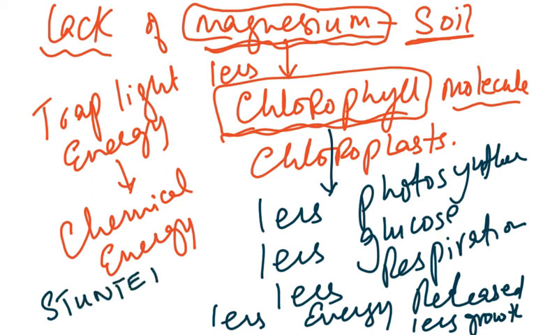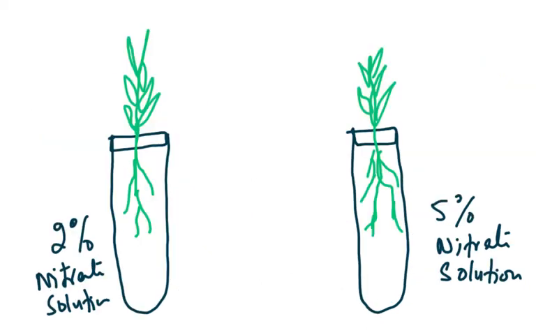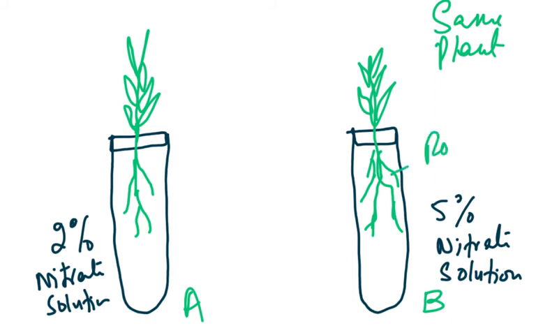But the main thing is how are we going to prove this? We're going to prove this by an experiment. You're going to take two large boiling tubes and place 2% nitrate solution in A and a 5% nitrate solution in B. You're going to have the same plant in each, with the roots immersed in it. These are the roots.